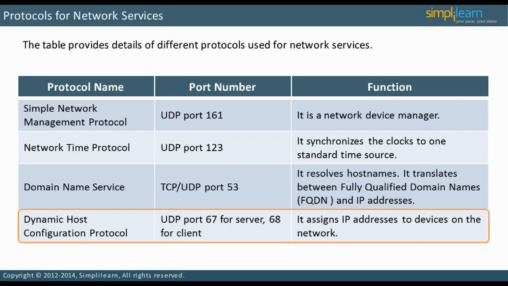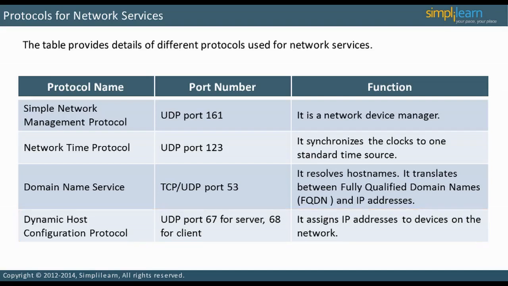Dynamic Host Configuration Protocol, DHCP, UDP port 67 for server, 68 for client, assigns IP addresses to devices on the network. Let us move on to Layer 4 in the OSI model, which is the transport layer.